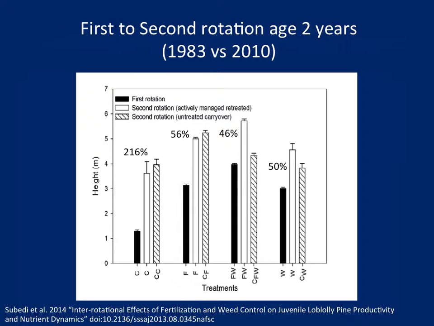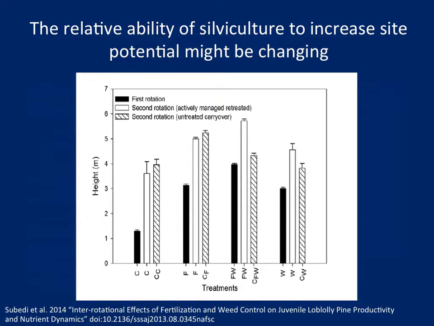Looking at fertilized plots, it's 56%. Fertilized plus weed control, it's 46%. And the weed control only, it's about a 50% increase. Looking at the relative effect of silviculture at these two different time points, the control plots in the first rotation were about 138% less than fertilized plots, 200% less than the fertilization plus weed control, and about 37% less than the weed control at this age.